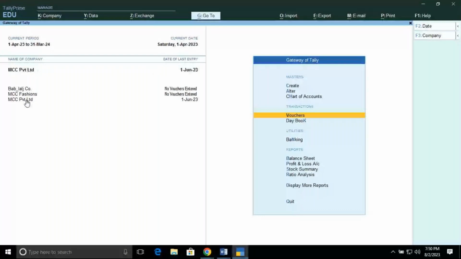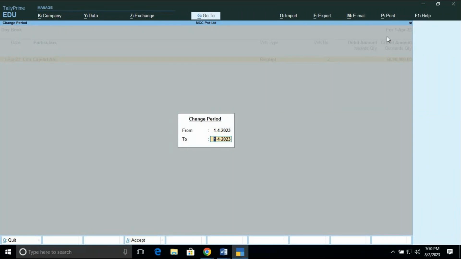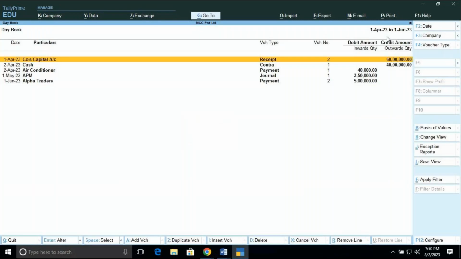See now, MCC Private Limited. You see their books, you see what all you have recorded. Correct. No? So you go to period, it will show all the entries. One, two, you give space bar, open loop. What do I mean by open loop? If I say 1-4-23 to blank, my instruction to Tally is, you show me all the entries you have. Enter. All the entries it will show. So that's how we do that.